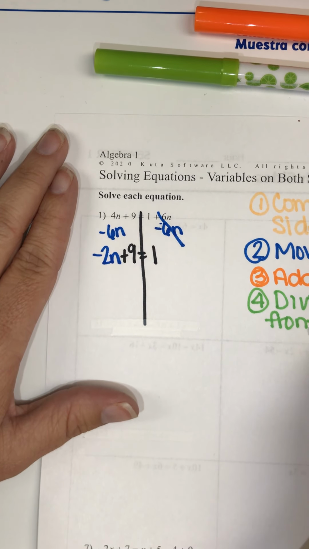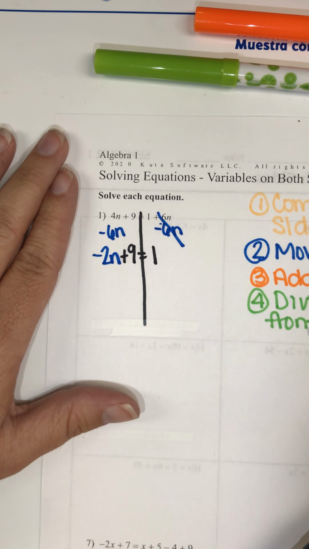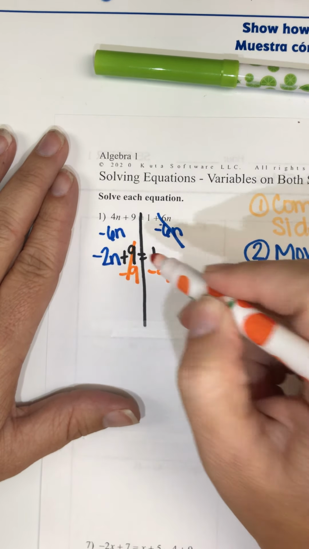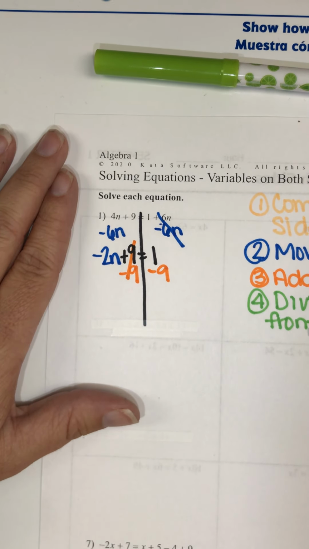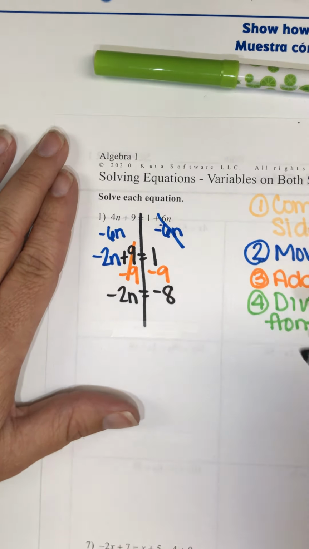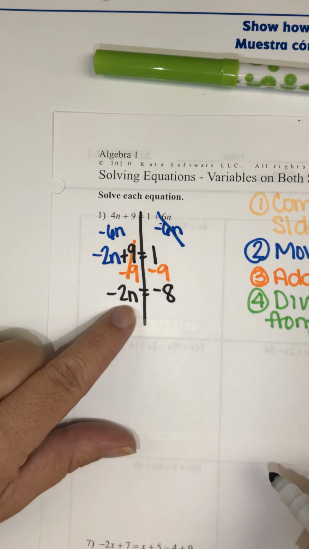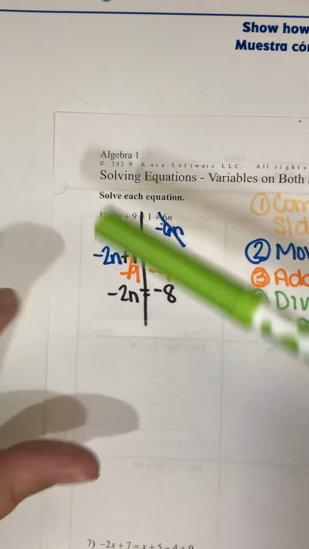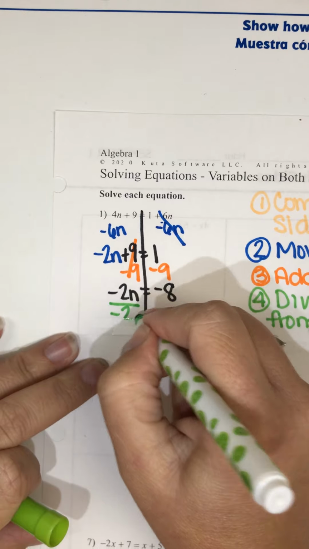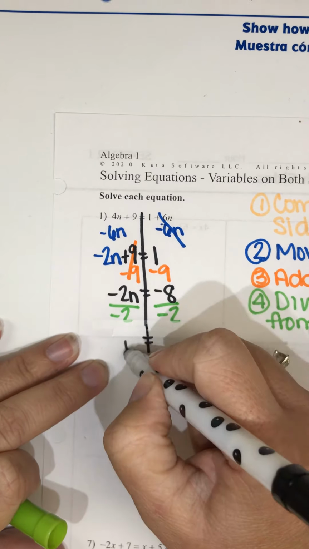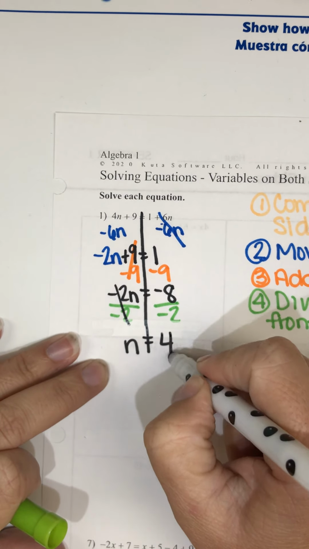Next, I'm going to get rid of whatever's being added or subtracted by the variable term. So right now it's being added 9. So I'm going to get rid of the add 9. I'm going to subtract 9 because that's the opposite operation. Next, I'm going to bring down my negative 2n equals negative 8. Now I got to get the n by itself, so I must divide both sides by negative 2. That's the last step. And negative 8 divided by negative 2, I'm left with n is equal to positive 4.